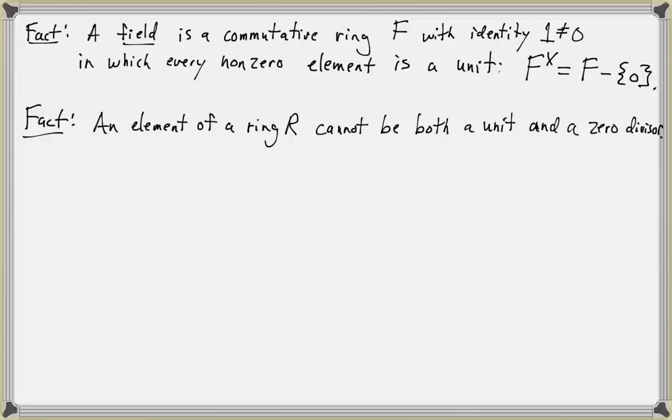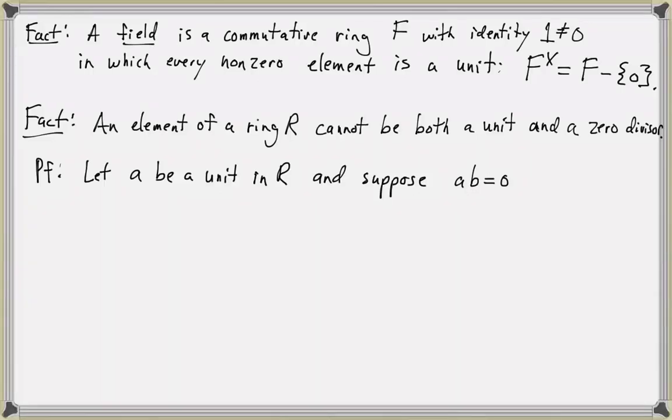So to see this, maybe less obvious than the previous fact, let A be a unit in R, and suppose we have an equation AB equals zero for some element B in R. I'm going to show that the only way this is true is if B is zero. So therefore, A cannot be a zero divisor.